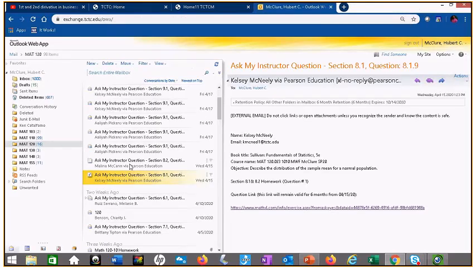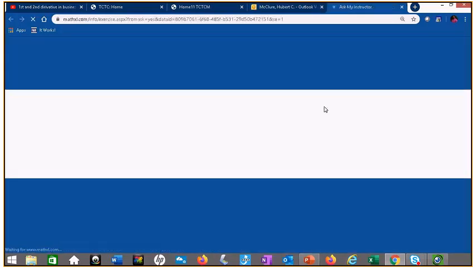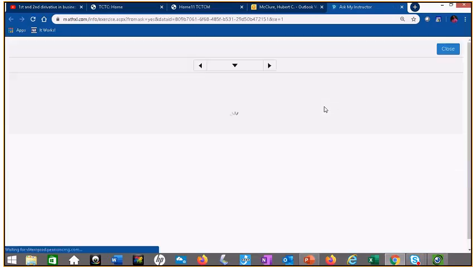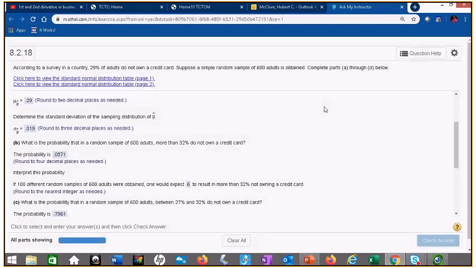Okay, 8.2, number 18. This is one of those that I'm not going to put on the test because it's just too much. It's okay for a homework question, but it's just too much for a test question. Now, there are some good points in it.